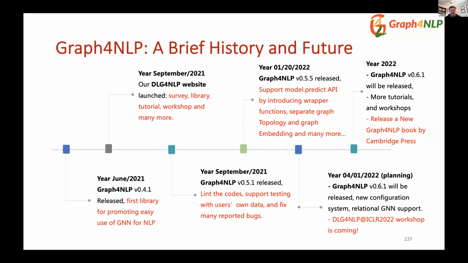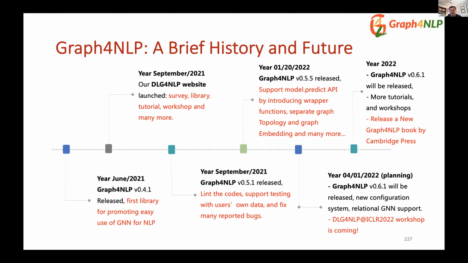In June 2021, we released our first Graph4NLP version. We call it v0.4.1 because before that we had already tried some internal use of it. From 0.4.1, we first publicly released this library and tried to make it benefit the whole community.